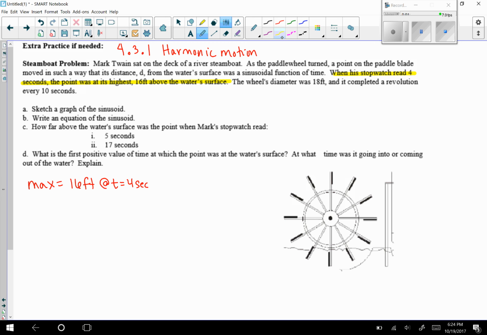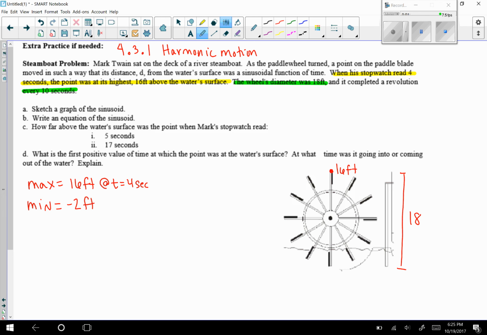Then it says the wheel's diameter was 18 feet and that it completes a revolution every 10 seconds. If the wheel's diameter is 18 feet, from the top part to this part here is 18 on the wheel, and if the maximum point up here reaches 16 feet, then we have to have 2 feet below water. So the minimum would be equal to -2 feet, because that stands for below water when we have the negative values.